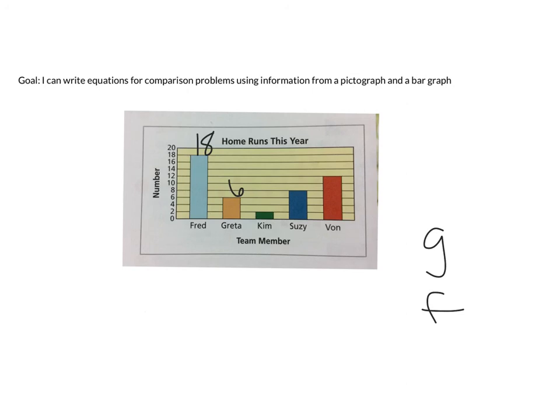Since Greta hit the least amount, we'll start with the multiplication fact, and Greta's letter goes first because she only hit 6. G times what would give us 18, or F for Fred? Well, we know that 6 times 3 is equal to 18, so this would be the multiplication equation that we would use using the letters G and F. To write the division equation, we would do just the opposite, the inverse, and we would start with F divided by 3 is equal to G, or the number of home runs that Greta hit.